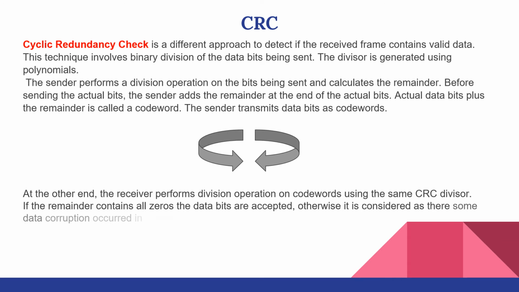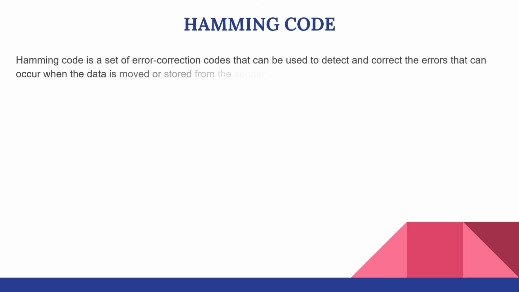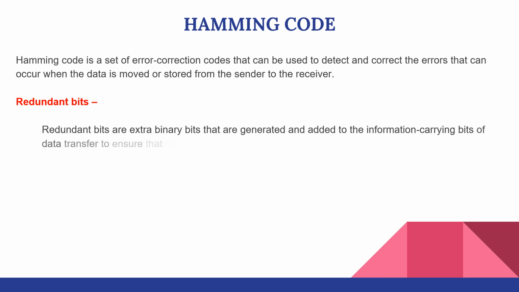Now we will start the third and the last topic of today's lecture, that is Hamming code. It is a set of error correction codes that can be used to detect and correct the errors that can occur when the data is moved or stored from the sender to the receiver. Now here come the redundant bits. Redundant bits are extra binary bits that are generally generated and added to the information carrying bits of data transfer to ensure that no bits were lost during the data transfer.